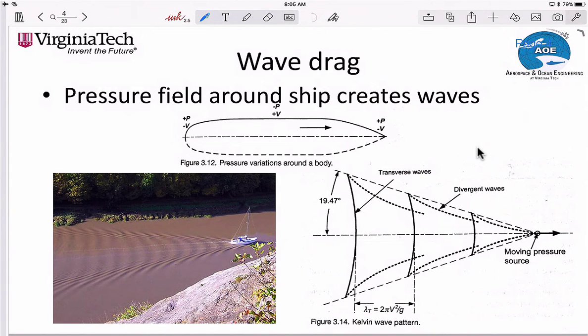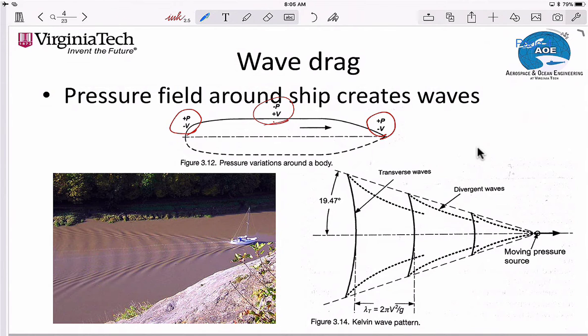So this is just a recapitulation of the fact that the pressure field around the ship creates waves. Usually we have high pressure at the bow and then pressure recovery at the stern. Mid-body, there'll be a low pressure. The flow is accelerated. That's why it's plus V. The flow is accelerated, pressure therefore drops. All of that's per the Bernoulli equation.